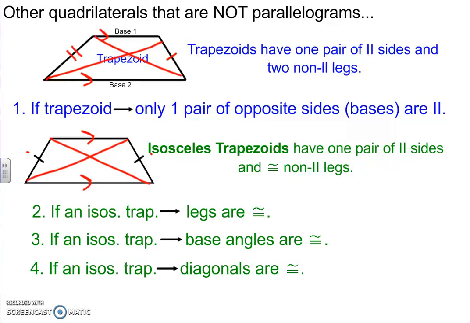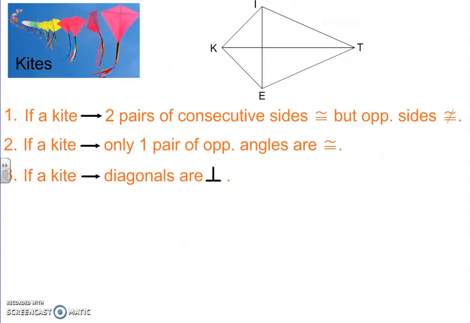So for an isosceles trapezoid, legs are congruent, and isosceles trapezoid base angles are congruent. The base angles will be here at the bottom of one of the bases, or the other base, base 1 or base 2. And lastly, for the isosceles trapezoid, diagonals are congruent, stated that already.